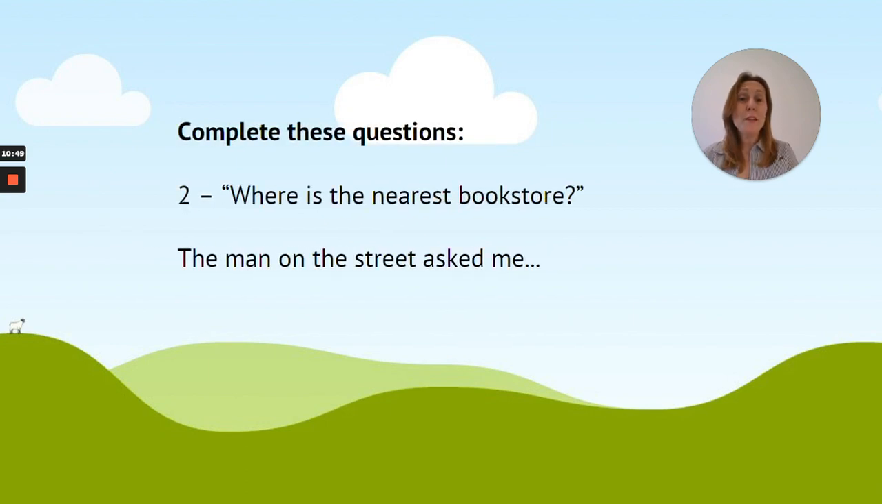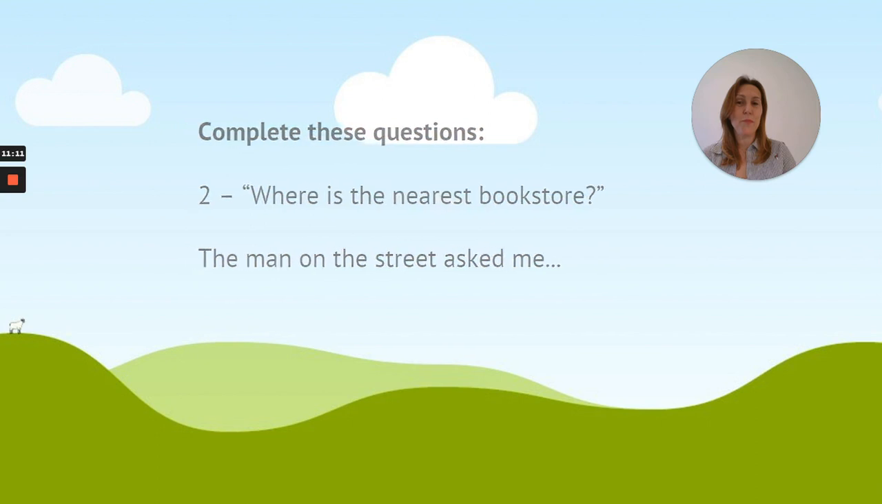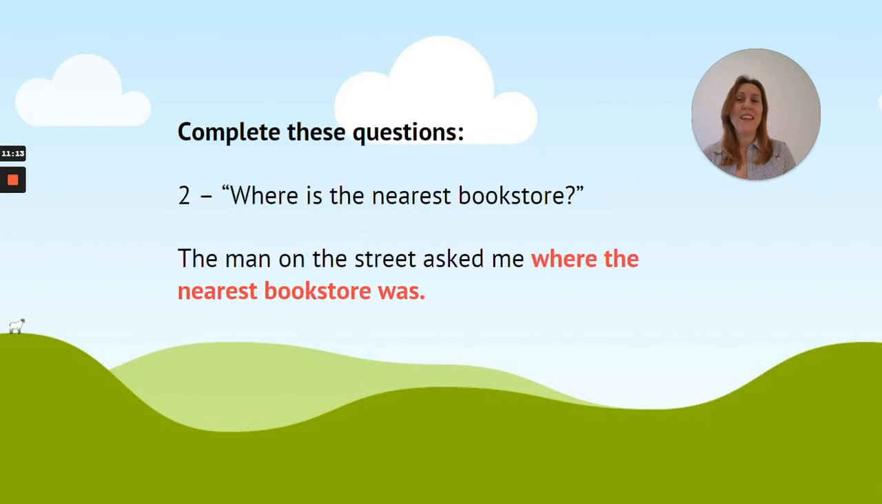"Where is the nearest bookstore?" The man on the street asked me. Notice we have a WH word there. The tense is the present simple tense. Right? So, are you ready? Here we go. The man on the street asked me where the nearest bookstore was.